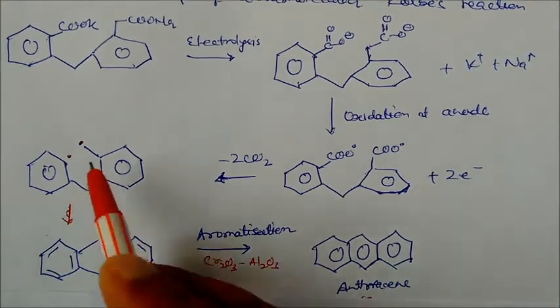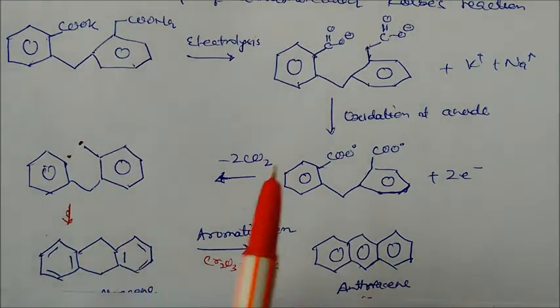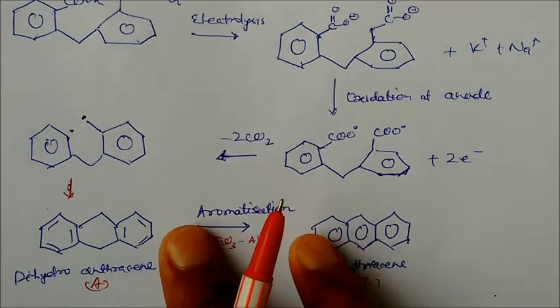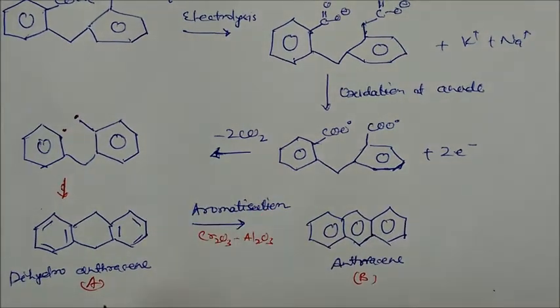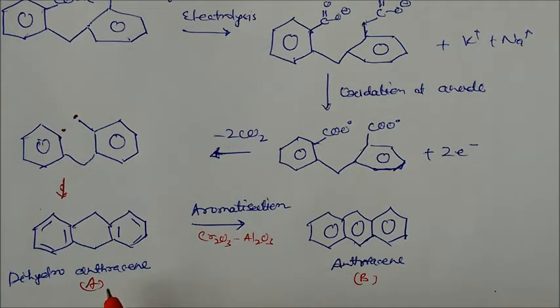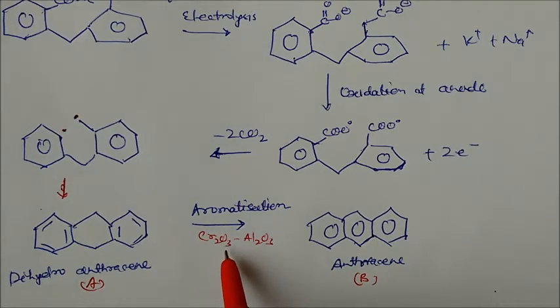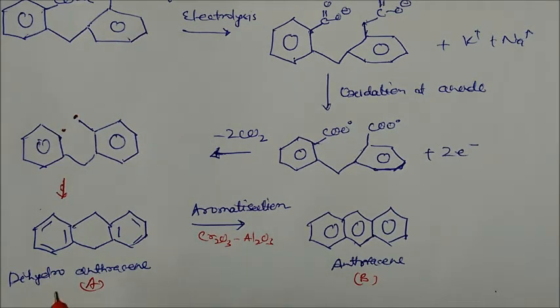So again we have 2 free radicals like this one. So this will attach and make this compound. This compound is your dihydroanthracene. So this is the product A. Now product B, so you have to use the Cr2O3, Al2O3. So this will aromatize and we get the product anthracene. So anthracene is the product B.